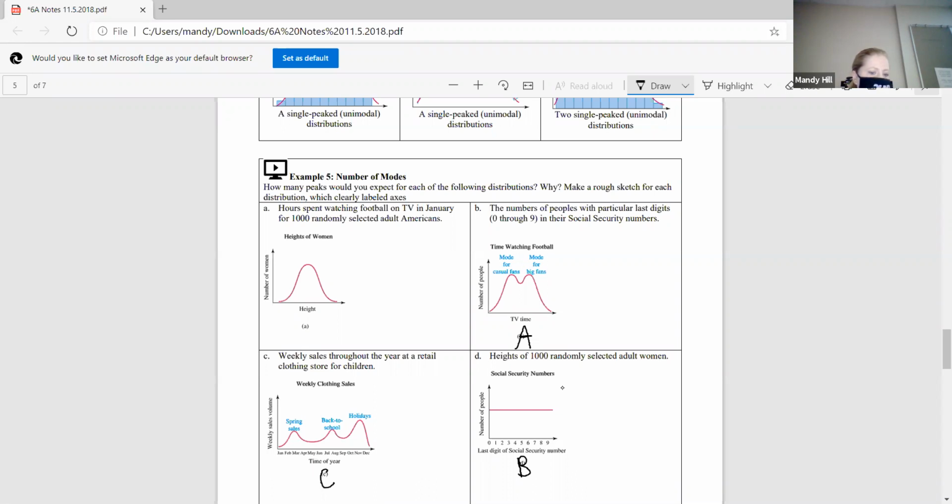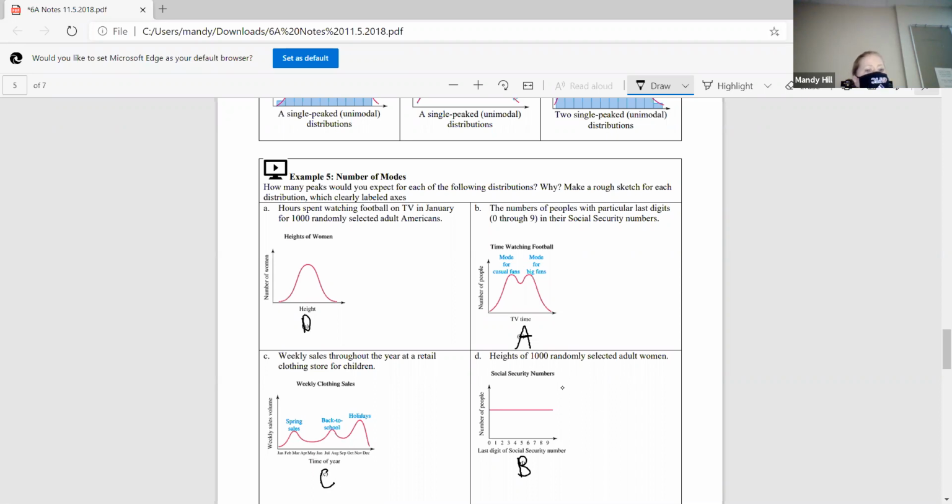Okay, well, there's going to be spikes in the sales. They've got spring sales, back to school shopping, and then holidays as times when it's going to have more modes, right? Because it could actually happen 3 times in the year. And the last one, heights of 1,000 randomly selected adult women. So that one goes with D.